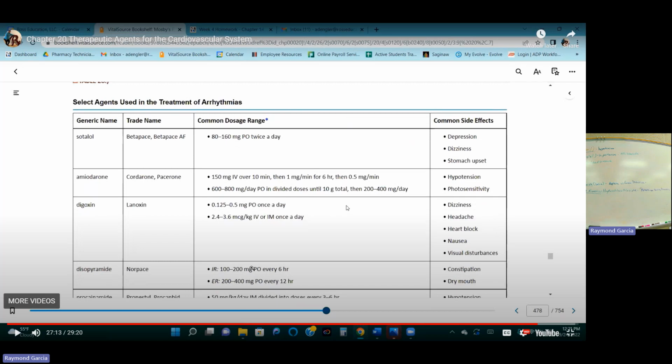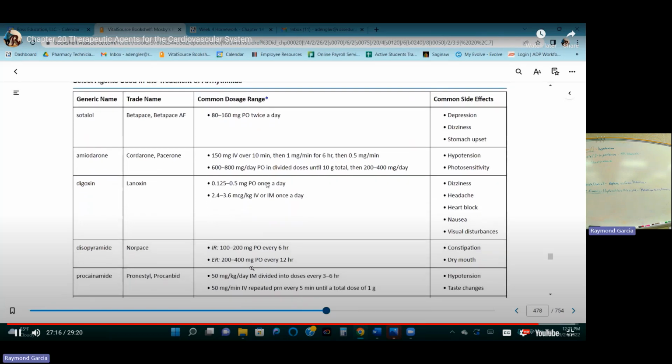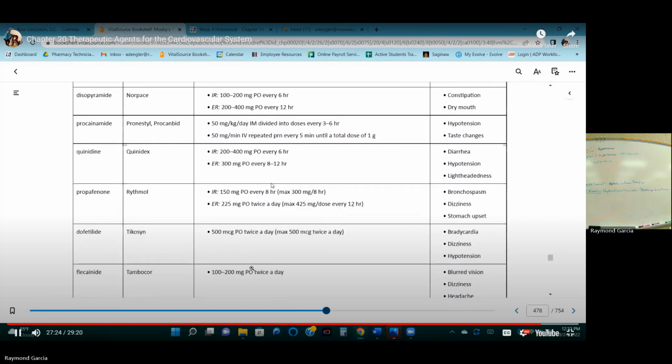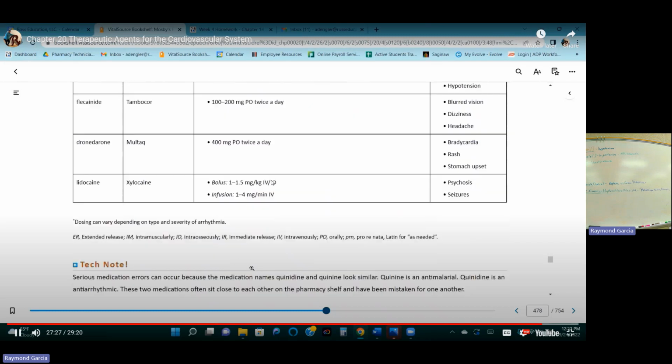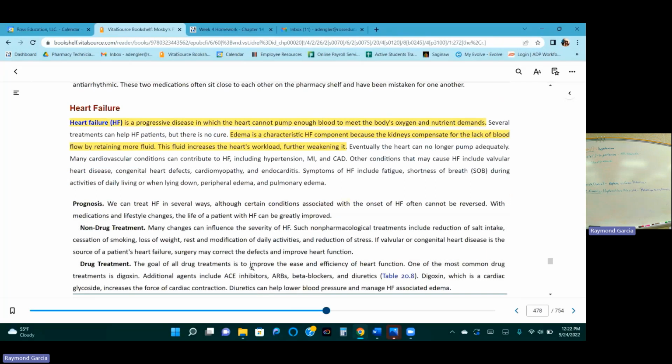So if your heart is not beating the way it should be, they'll give you either sotalol or amiodarone. I see a lot of amiodarone dispensed to get that heartbeat back to where it needs to be, unless you've got to get shocked with the AED. The name kind of goes along with what it's for. Cordarone, Pacerone, Lanoxin, Norpace, Rhythmol, another one that kind of goes with it, Tambocor, Xylocaine.